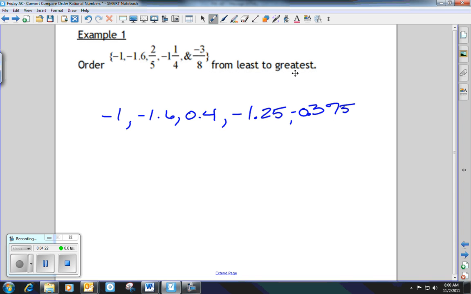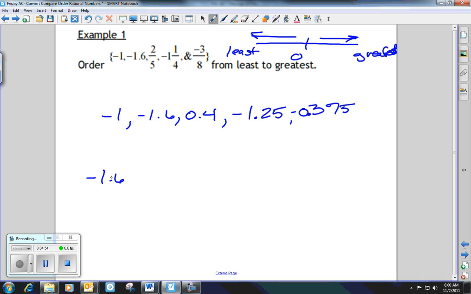So from least to greatest, the smallest number will be the largest negative number. And the largest negative number here is -1 and 6/10. That's going to be farthest to the left on the number line. So remember when you're doing least to greatest, zero's in the middle. The positive numbers go up, the negative numbers go down. This is least down here. This is greatest up here.